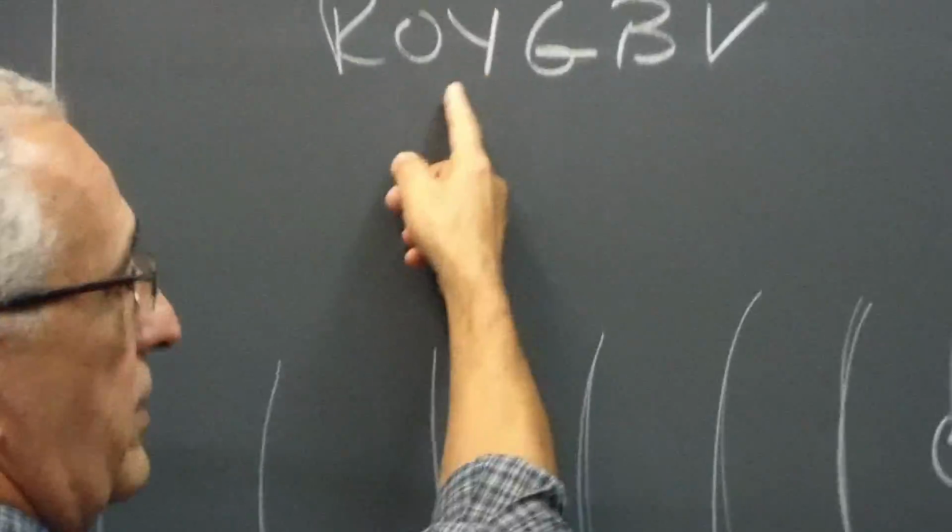Like in the middle of the orange. It's between the orange and yellow. It's closer to the orange than it is to the yellow.